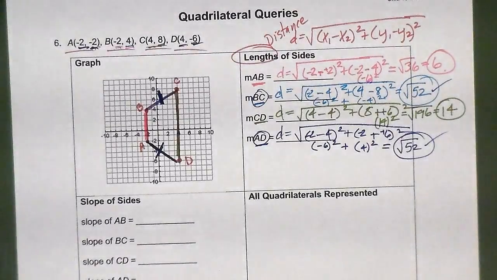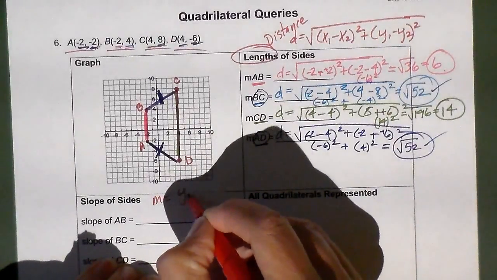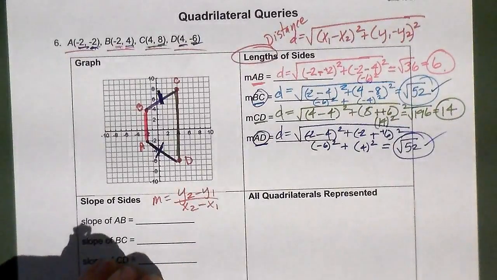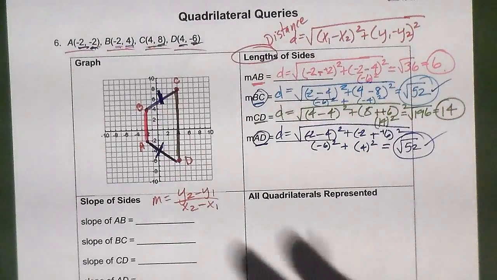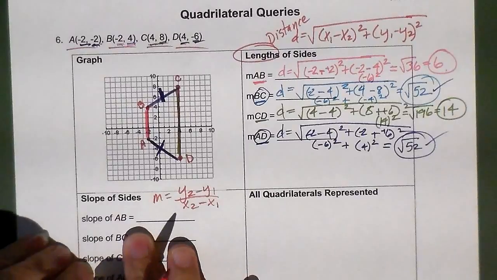Okay, so now let's go down to slopes. If you remember, slope is rise over run, which we don't like to use that much. It's the change in y over the change in x, vertical change over horizontal change. So I'm going to find the slope of all these.